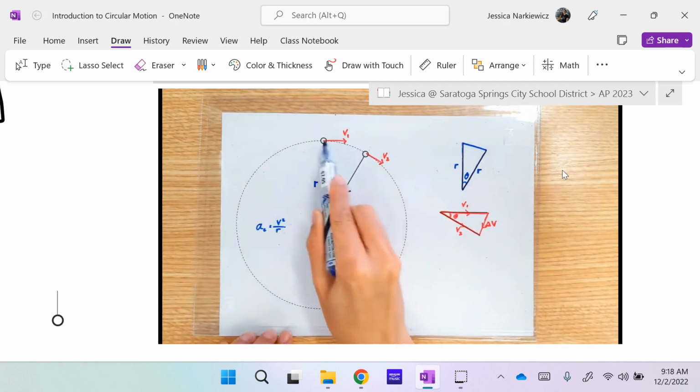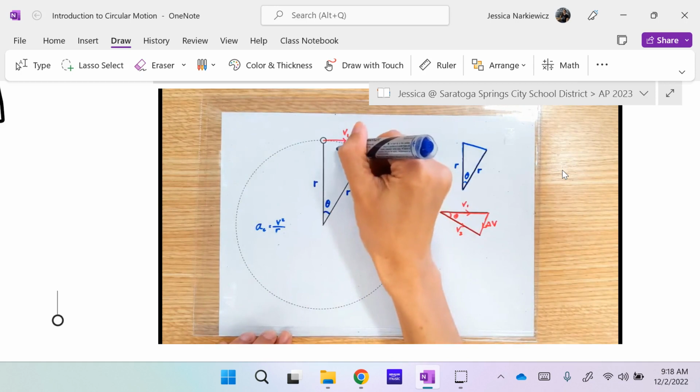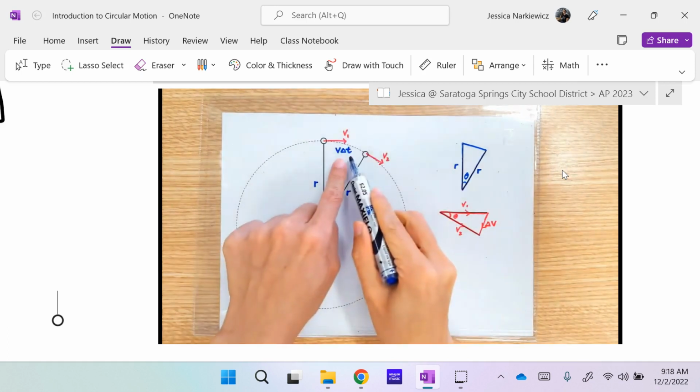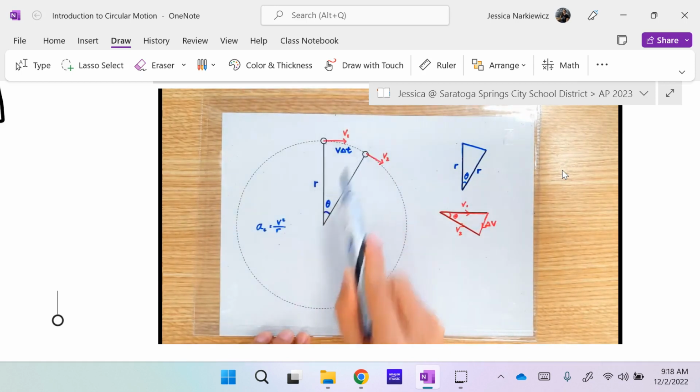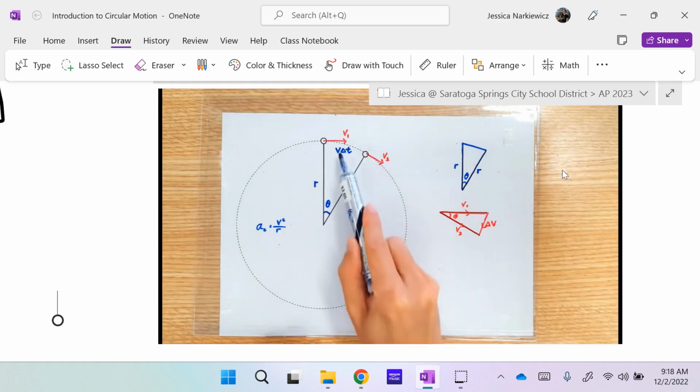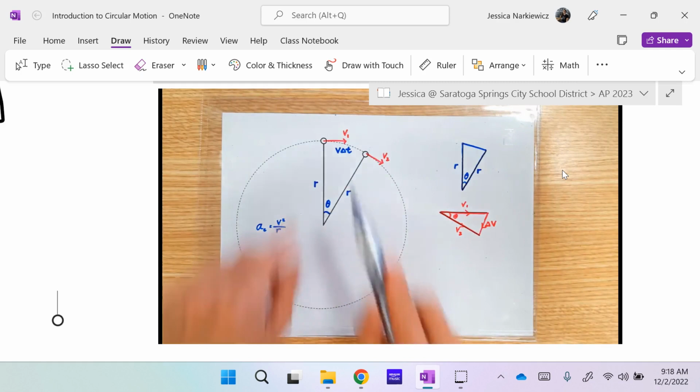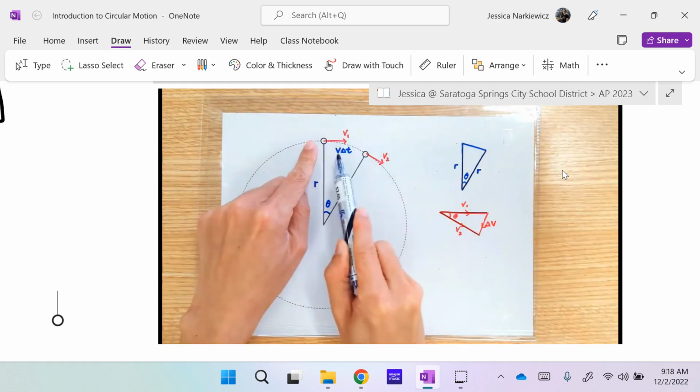Look here. This arc length should be exactly equal to v delta t. Delta t is the amount of time for the object to go from here to here, and v is just the speed. v is the same as v1, is the same as v2, because this is a constant speed. So the arc length is v delta t.